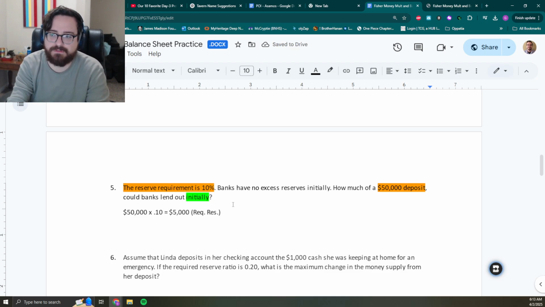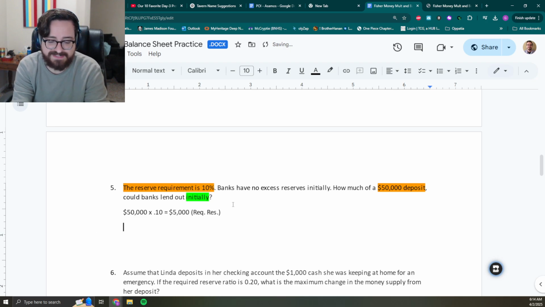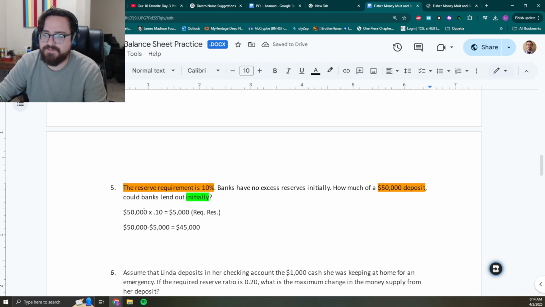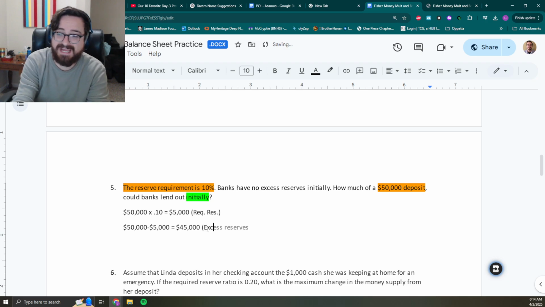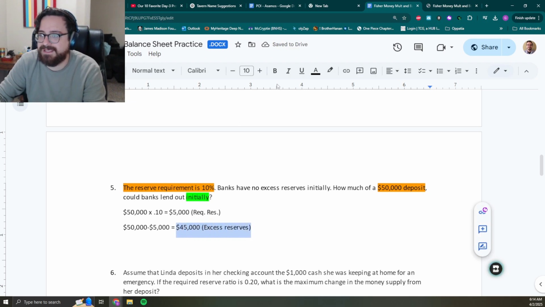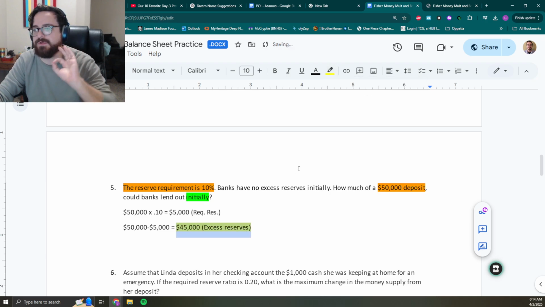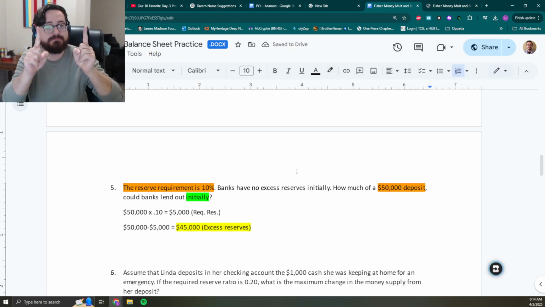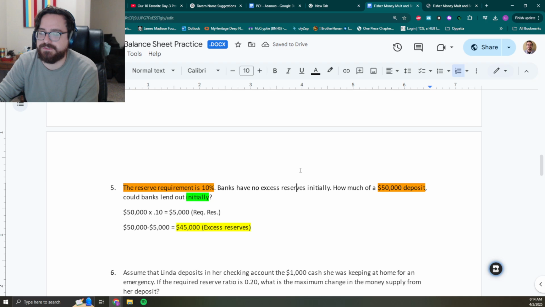So the rest of it, I could either do 50,000 times 0.9 or 50,000 minus 5,000. It's the same math concept there, so I'll just do subtraction because I don't need a calculator for that. It's 45,000, right? If of this $50,000 deposit, they have to hold on to 5,000, then they could loan out 45,000. It's asking how much the bank can lend out. That is synonymous with excess reserves. Those are the same thing. Excess reserves is money the bank can loan out.